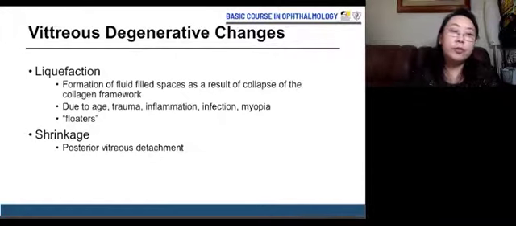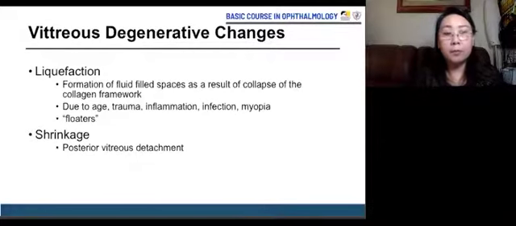So the vitreous can degenerate normally with age. Trauma, inflammation, infection, or myopia can hasten this change. With collapse of the collagen framework, fluid-filled spaces are formed. For some people, this gives the sensation of seeing floaters. Now, with continued degeneration, the vitreous shrinks, causing it to detach from the retina.